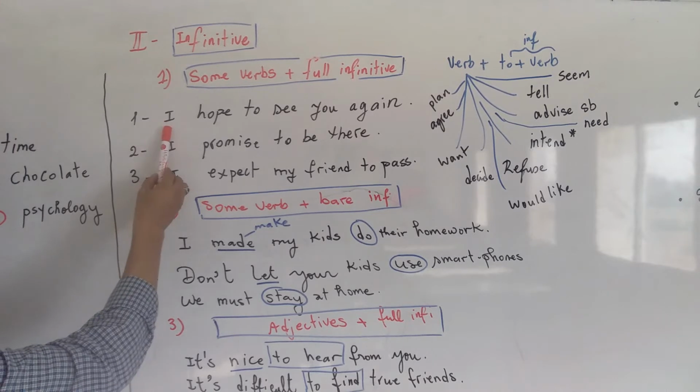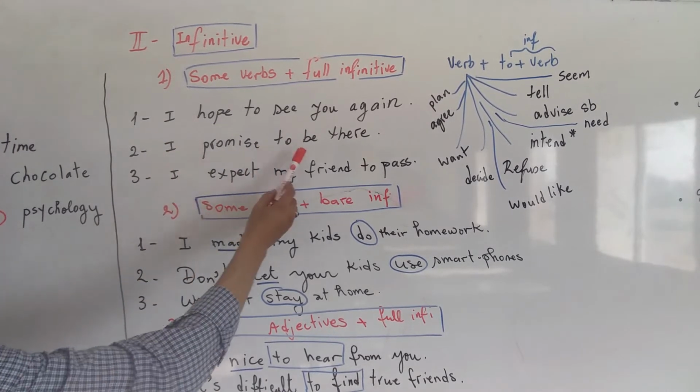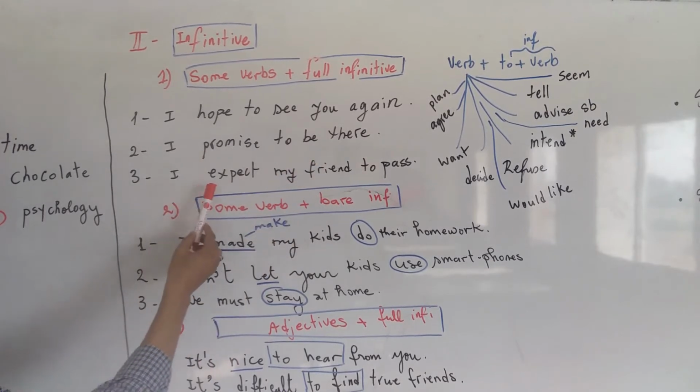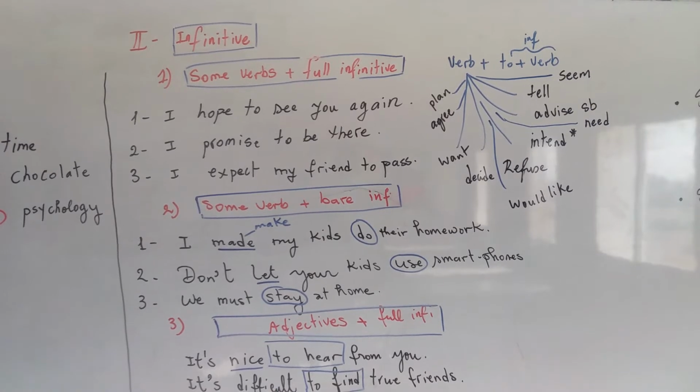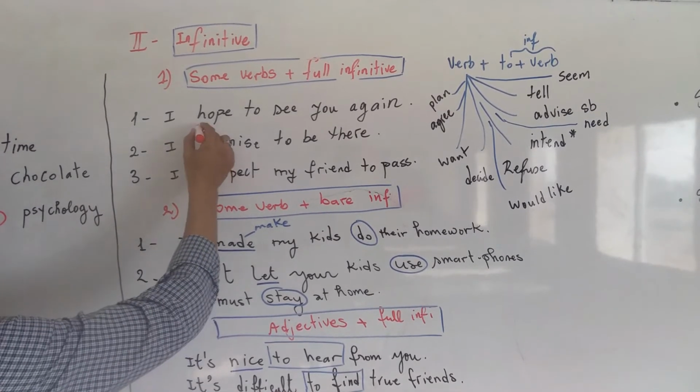The first one, I hope to see you again. I promise to be there. I expect my friends to pass. So as you can see here, the verbs. Where are the verbs here? So for the first one, this is it.